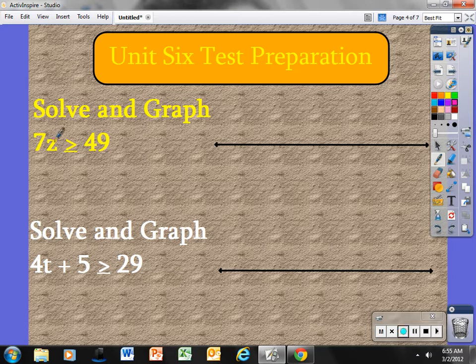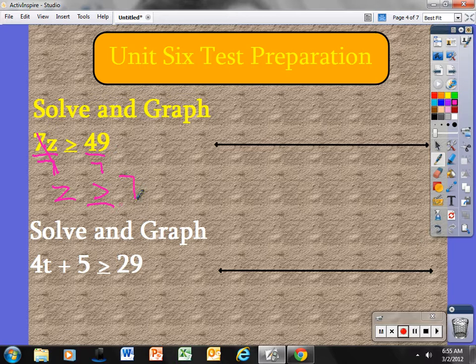So taking a look at this one, I have 7 times something, or 7z, is greater than or equal to 49. Now, I want to solve for 1z. I don't want to figure out what 7z's are equal to. So remember, this is multiplication here. To get rid of multiplication, I do the inverse of it, which is to divide. So I divide both sides by 7. That cancels that 7 out. I am left with z is greater than or equal to 7, because 49 divided by 7 is 7.